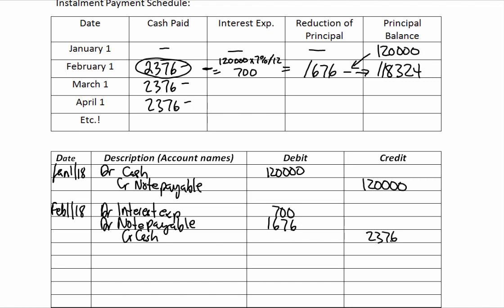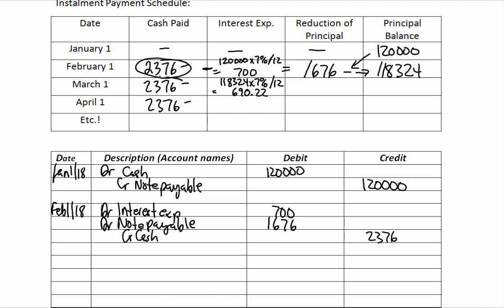So now I'm at March 1st. I want to know how much did it cost me to use $118,324 of somebody else's money for the last 31 days, right? From February 1st until March 1st, which is 28 days, but we're just going to pretend they're all even. So this is 118,324 multiplied times the 7% divided by 12. What does it equal? It equals $690.22.